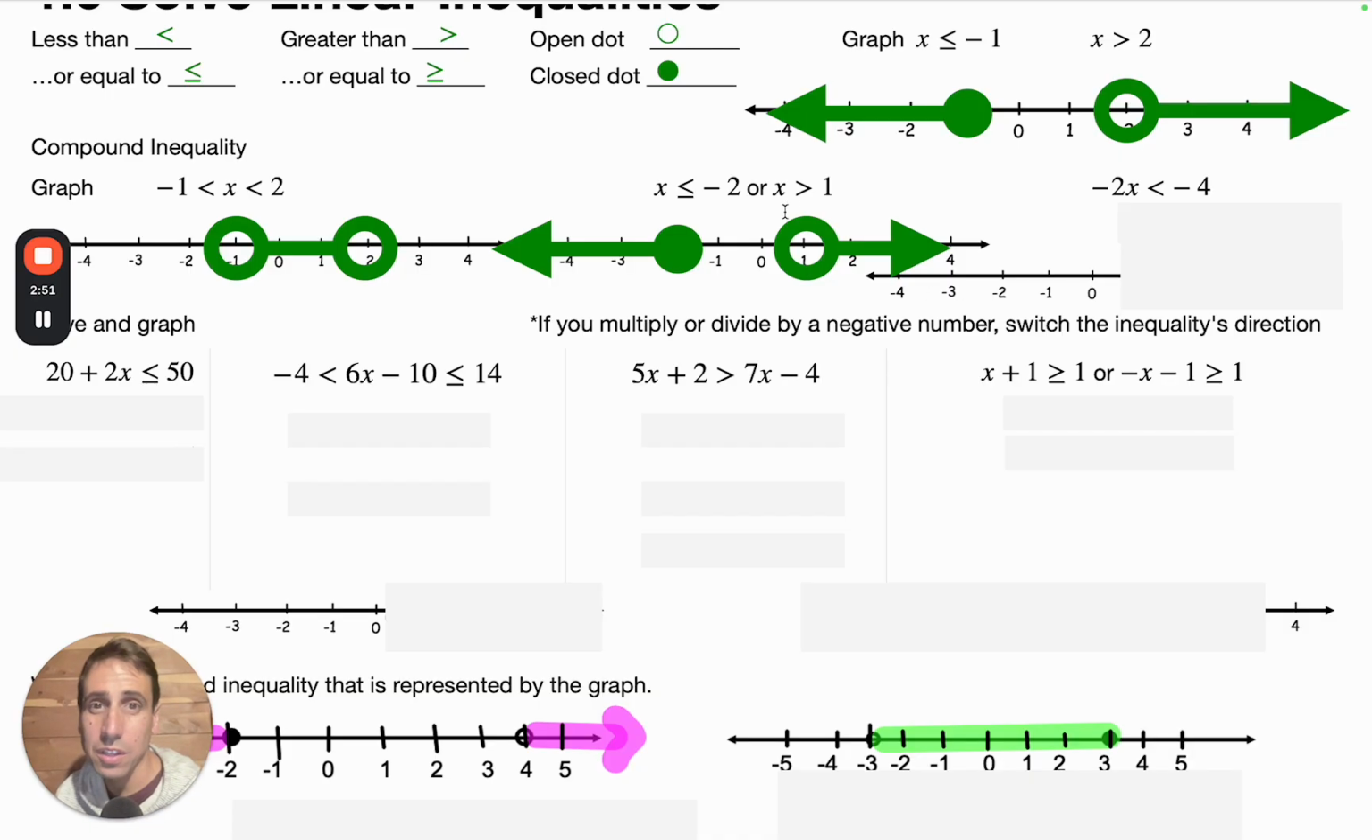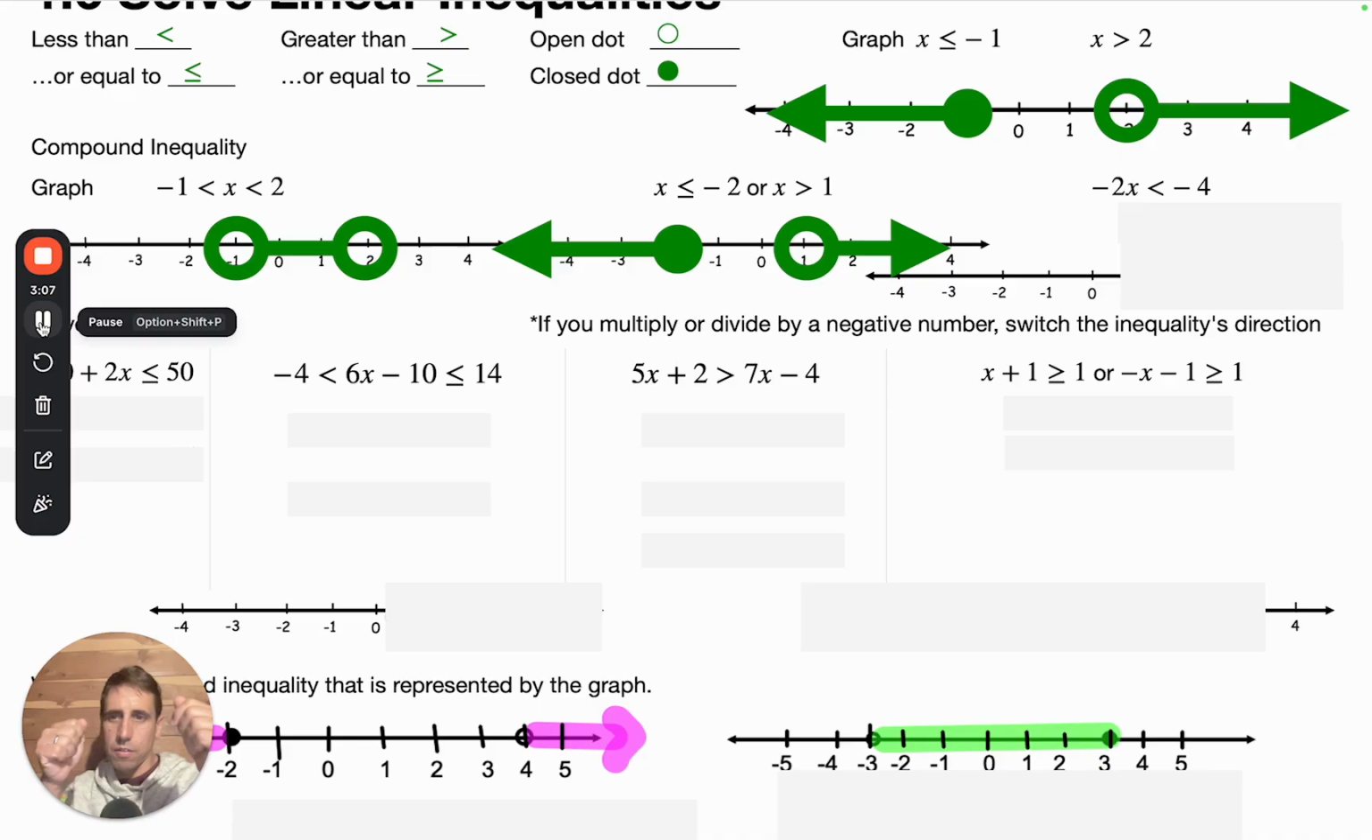This is basically shading in all the numbers on the entire number line except the ones in between right here. For the previous one, you can go like this, touching thumbs. And then what we have here, instead of touching your thumbs, you can point your thumbs away, spreading out in either direction, that way and that way.